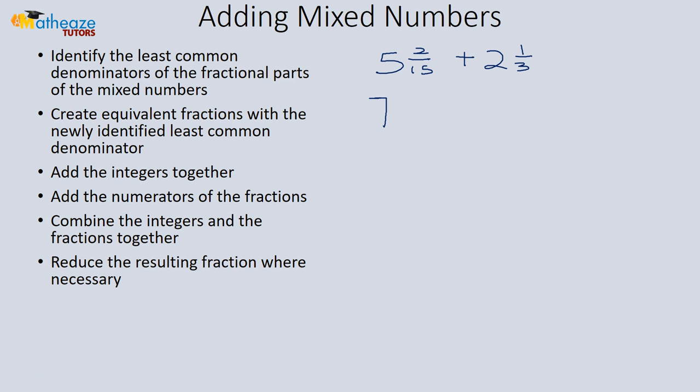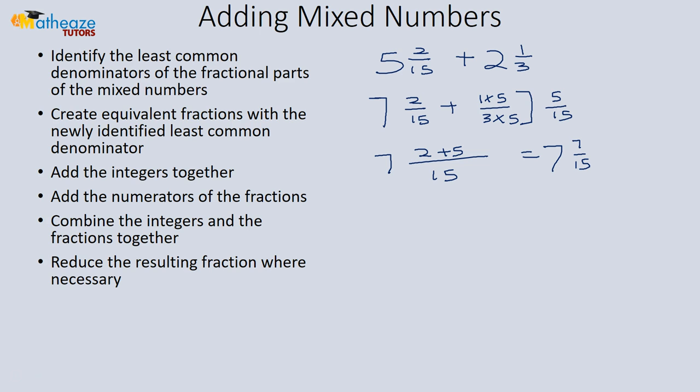We have 15 and 3. 15 is a multiple of 3, so we can safely say that 15 is the least common denominator of these two numbers. So we now have 2/15 plus, we're going to change 1/3 so that it has a denominator of 15. To do that, we divide 15 by 3, which gives us 5. So we multiply numerator by 5, denominator by 5, and this becomes 5/15. So we now have 2/15 plus 5/15. This is going to give us 7 7/15.